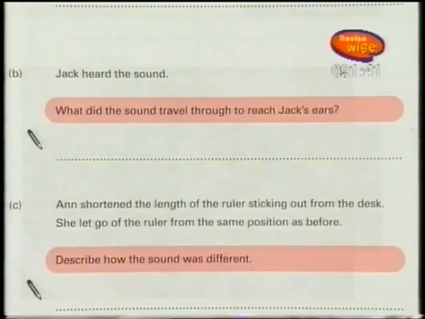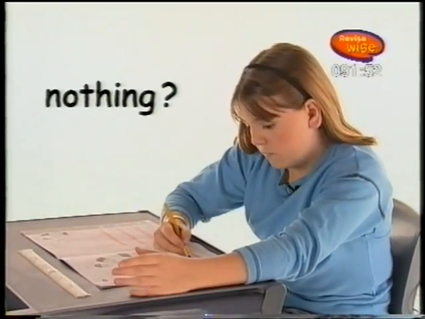What did the sound travel through to reach Jack's ears? That's a bit of an odd question. There's nothing between the vibrating ruler and Jack's ears. So I suppose I should write the word nothing as my answer. Well, just hang on before you do that. Let's have a look.